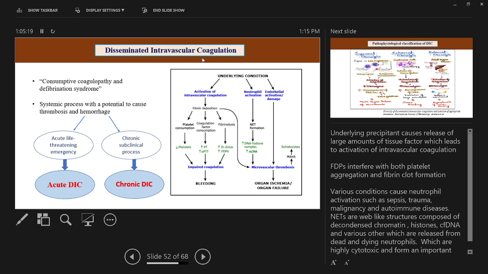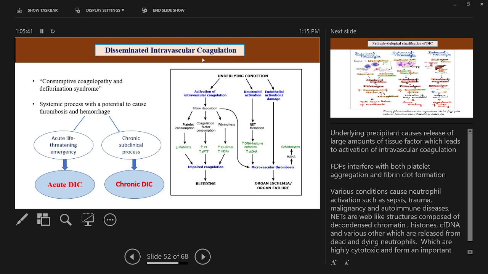There is also fibrinolysis that occurs. I'll be discussing why the fibrinolysis occurs in DIC patients. This leads to increased D-dimer and increased FDPs. Also remember that both of these, increased D-dimers and increased FDPs, also interact with platelets and fibrin and inhibit the platelet aggregation and also inhibit the fibrin clot formation.